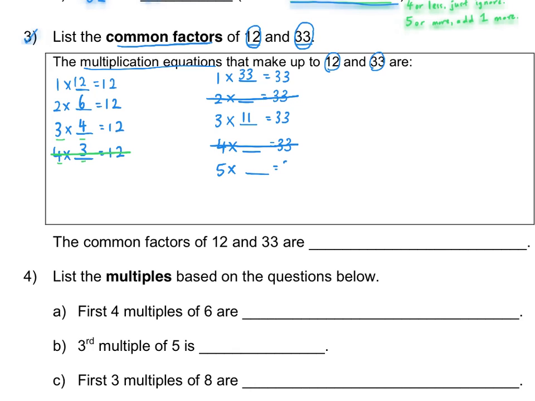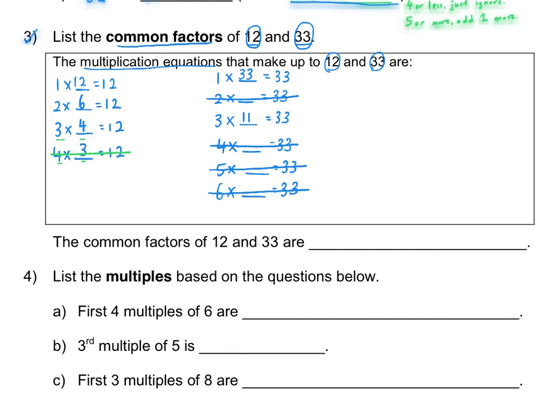5 times what gives 33? 5, 10, 15, 20, 25, 30, 35. So from 30 we skip to 35. Is there a 33? No, there isn't. We cancel. Moving on. 6 times what gives 33? 6, 12, 18, 24, 30, 36. So from 30 we skip to 36. Is there an answer? There isn't.